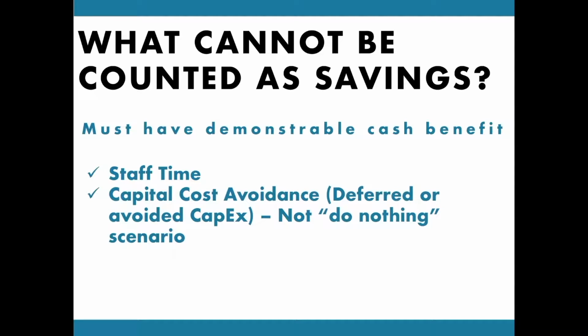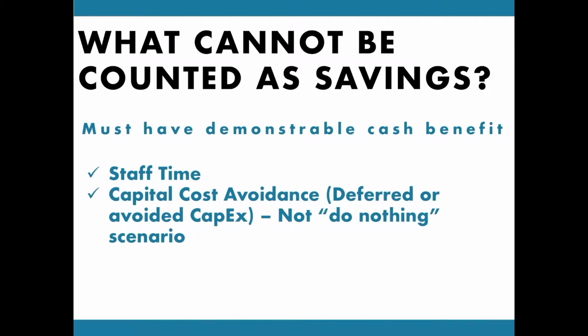What cannot be counted as savings? It goes back to this idea that it has to have a demonstrable cash benefit in order to count as savings. The first one I hear a lot is staff time. If you've got someone on staff who is not going to have to do some particular type of maintenance or operational activity as much as they would have before the project, and they're just going to be shifted to other duties, you really can't count that as savings because they're still incurring that staff cost.